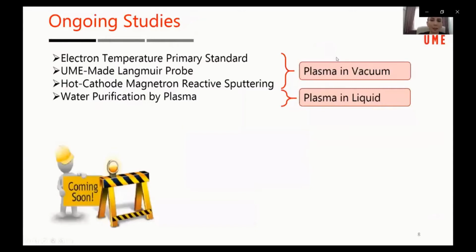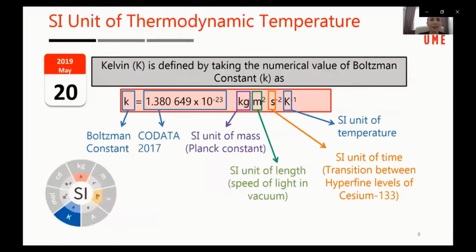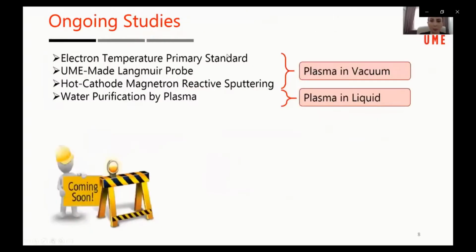So the ongoing studies in UME are divided into two, plasma in vacuum and plasma in liquid. Currently, we are mainly working on the electron temperature primary standard and the UME-made Langmuir probe. For the other two, hot-cathode magnetron reactive sputtering and water purification by plasma, we are in the stage of building up our infrastructure. So let's continue with the electron temperature primary standard.